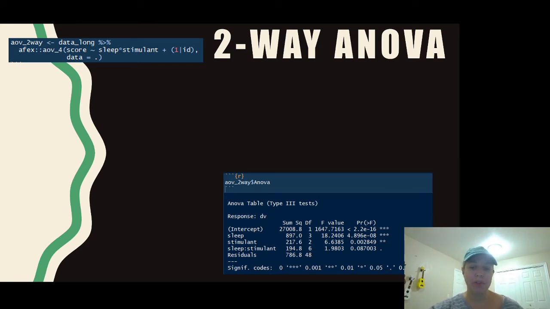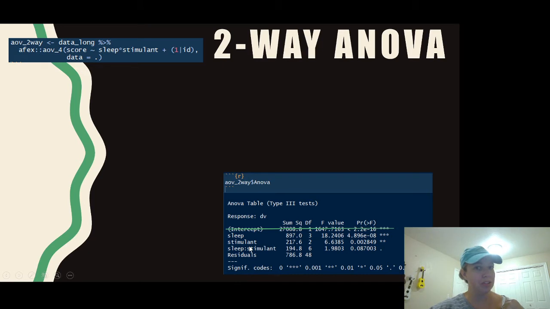And this is what the output will look like. Now remember, just like in one-way, that first line that says intercept, we're ignoring completely. Now let's see if some of these numbers look familiar. Let's look at the degrees of freedom part first. Sleep, how many sleep conditions did we have? There were 4 levels, so that makes 3 degrees of freedom.